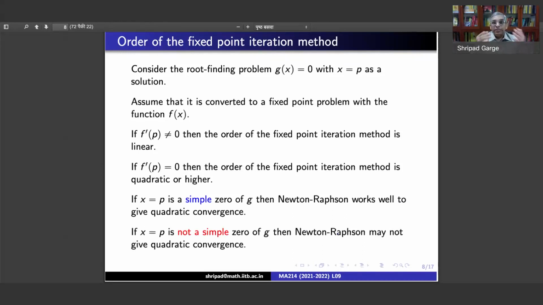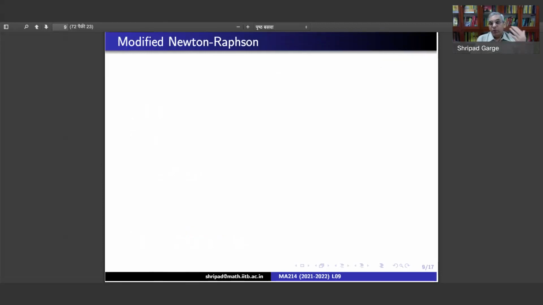And so it's a natural thing to wonder whether we can modify the Newton-Raphson method, which has worked so well for functions with simple 0. Can we modify it slightly and get some method which will work for any function, no matter what the order of 0 is, what the multiplicity of 0 is? And I had said in the last lecture that you bet mathematicians will find an answer to this, and here is an answer. We will modify the Newton-Raphson method in a slightly different way using a theoretical framework.